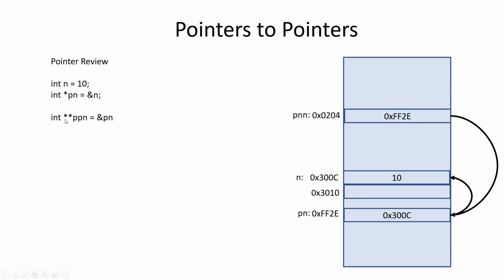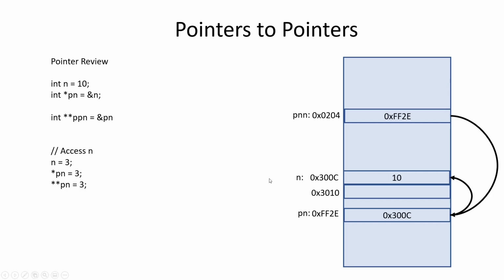And then I can also create a pointer to a pointer to n, and I just need to give that the address of pn. The address of pn is 0xff2e, so that's the value that gets stored here in a variable called ppn. I really don't care where it is, but I just picked a location, 0204. I've got arrows indicating that this points to that address, and this memory location holds the address of n.